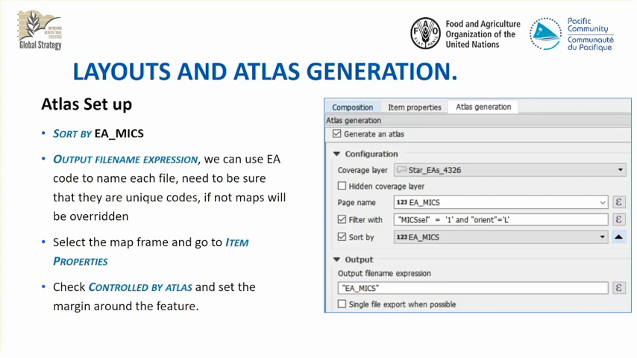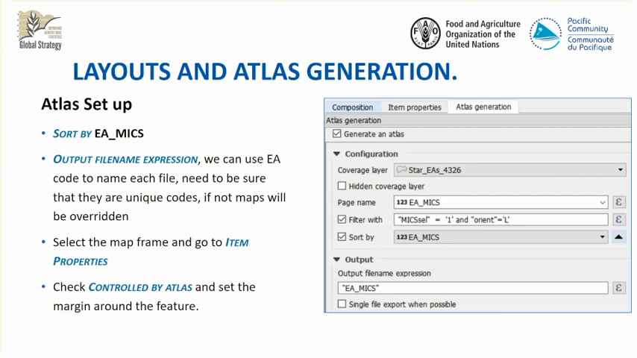In this case, we use, for example, EA mix, but we need to be sure that the values of the field that we are using to name the files are unique. Because if I have one EA that is number 1 and it produces the map and exports it into JPG, for example, into my folder, and then it goes through the different EAs, and there's another EA coded as number 1, it will produce the map and override the map already generated.